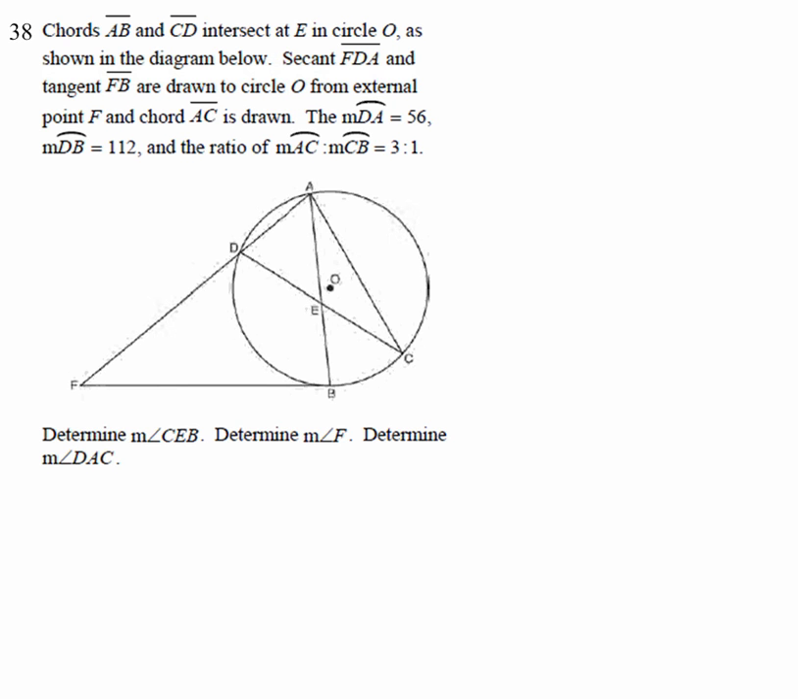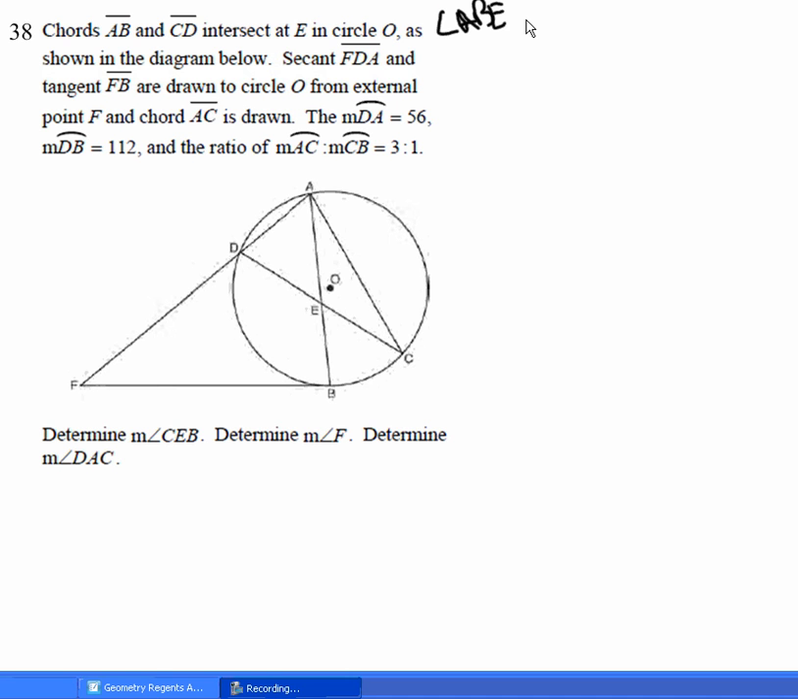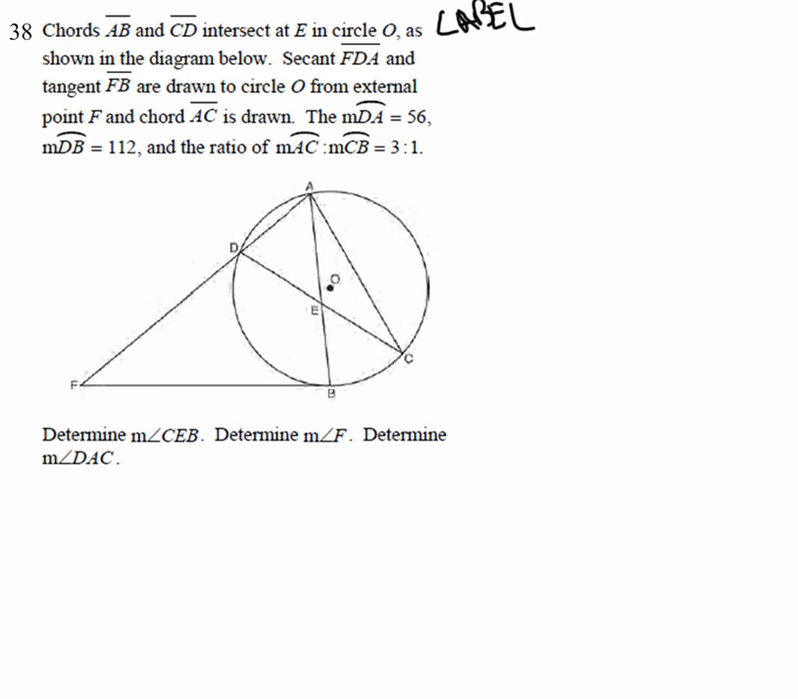So as with all problems in geometry, we're going to begin by labeling the given information. So let's start with that. We're told that arc AD is 56, so we're going to label that 56. We're told that DB is 112, so this arc here is 112. I'm going to label that 112.